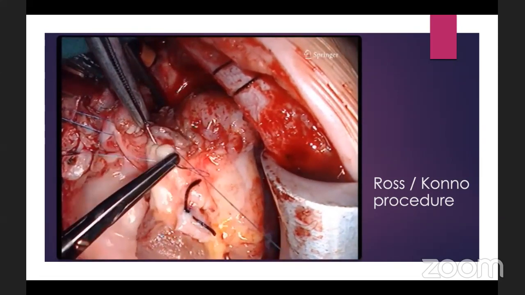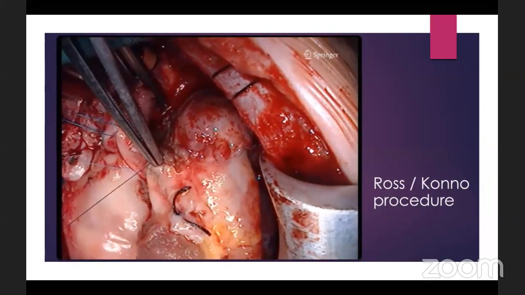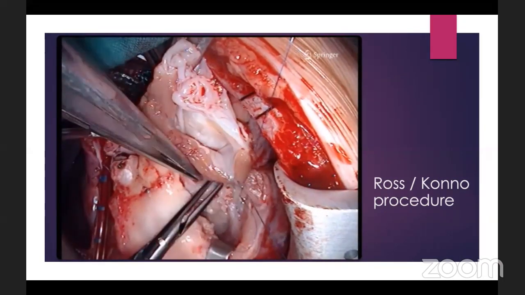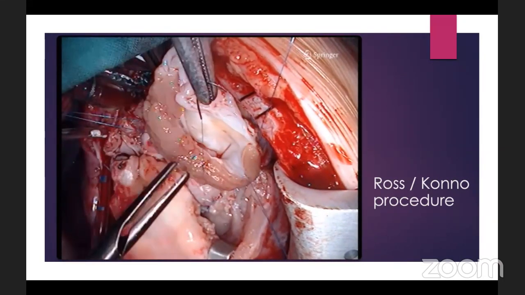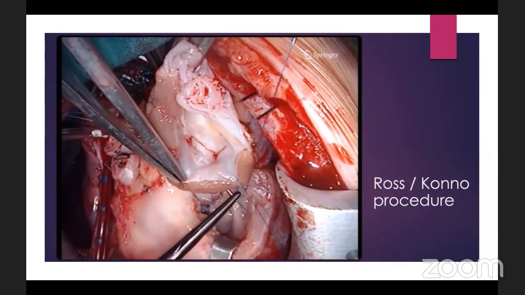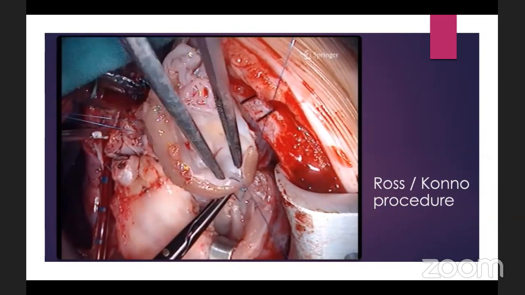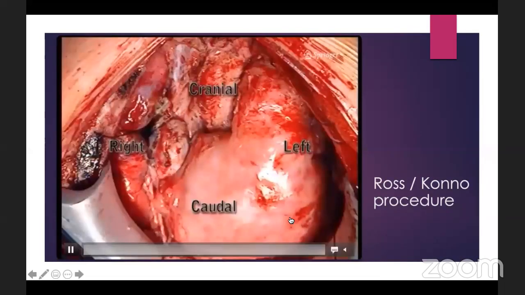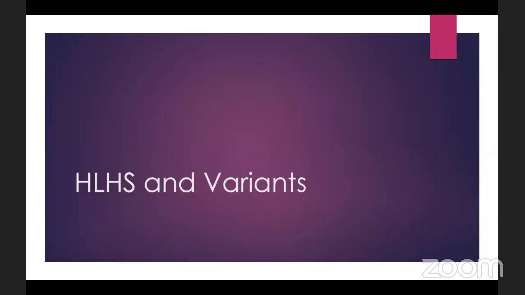Okay, this looks like the pulmonary homograft now being used to complete the final part of the procedure, which is restoring the RV to PA continuity. Okay, I think this concludes the first part of the presentation.